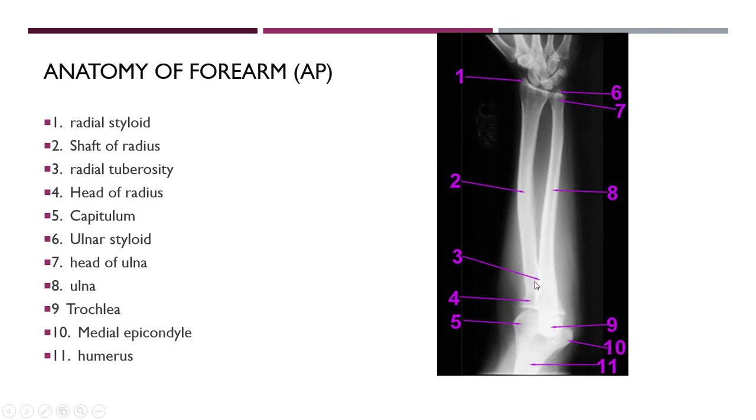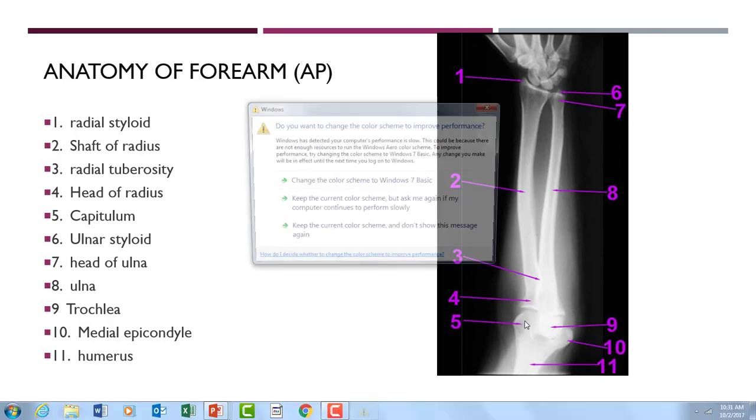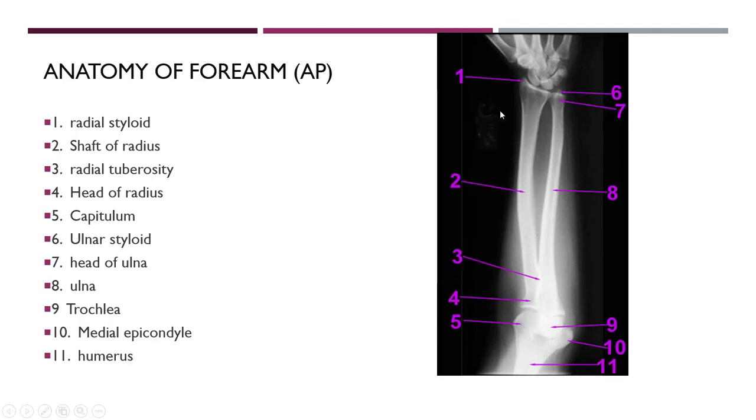Number 3 is your radial tuberosity, which is this bump on that radius. Number 4 is your head of your radius. Number 5 is your capitulum. So I like to think of the cap sits on the head, that sits on the body. So cap sits on the head, sits on the body. Number 9 is your trochlea. Number 10 is the medial epicondyle, and number 11 is your humerus. So when you're looking at your trochlea, that is always going to be on the ulnar side of the body. Capitulum, cap on head, is going to rest on the radius.